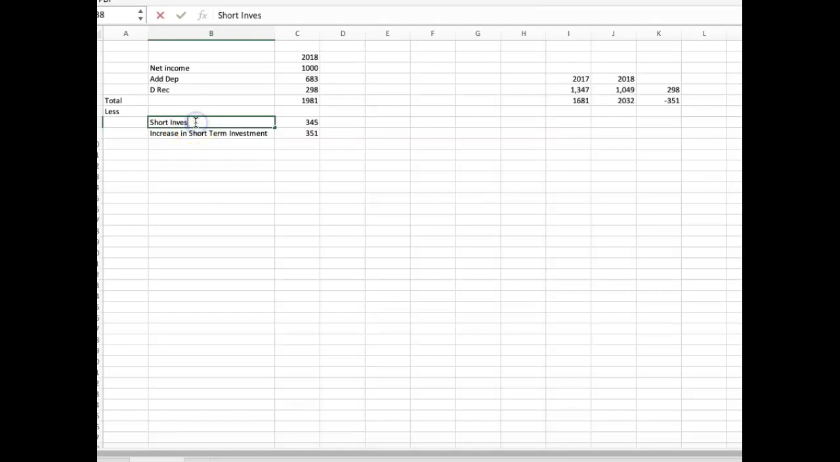Okay, we had, sorry, this wasn't short term, this was inventory. Now it's 345. My inventory change from 4,864 to $5,209, and I'm just going to drag this down. That's my 345.